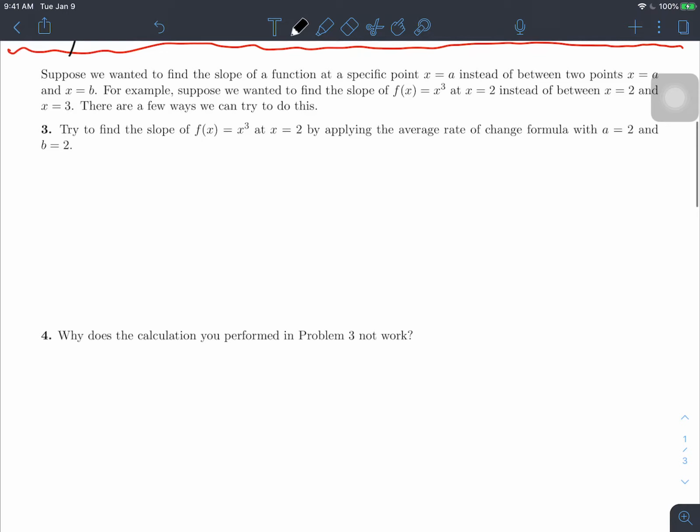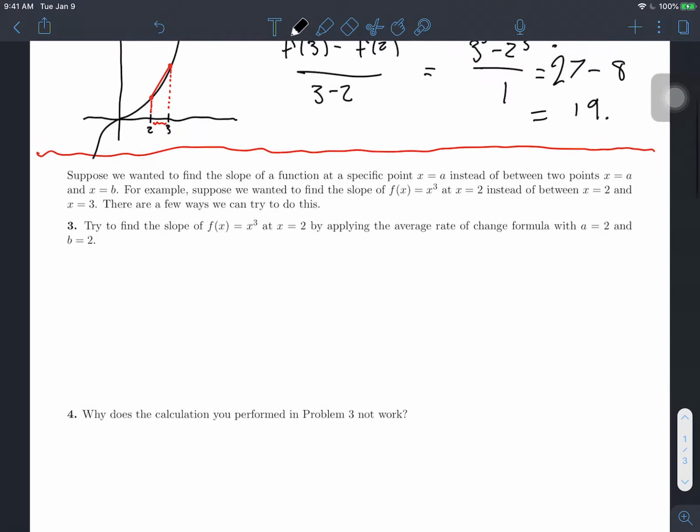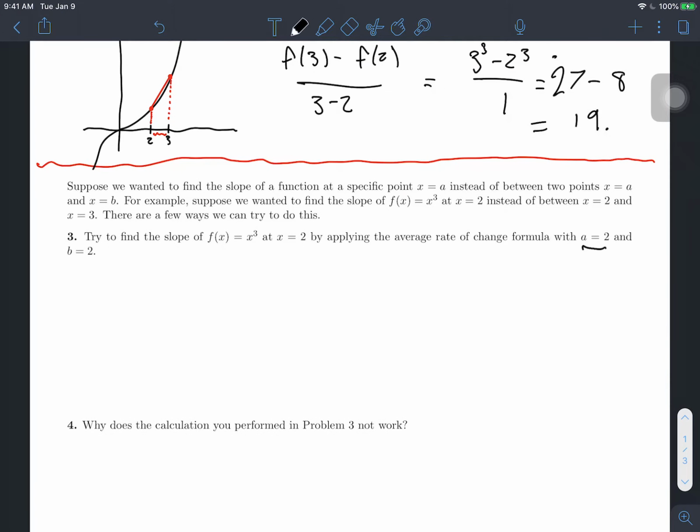Okay, suppose we wanted to find the slope of a function at a specific point, x equals a, instead of between 2 points, x equals a and x equals b. If we just wanted to find the slope of our function at a single point instead of taking it over an interval, that's what we're trying to do now. There's a couple ways we can try, and the first way is to take the average rate of change and say, what if we just let a be equal to b? If a and b are the same number, let's try our formula and see what we get. Well, a is equal to 2 and b is equal to 2.